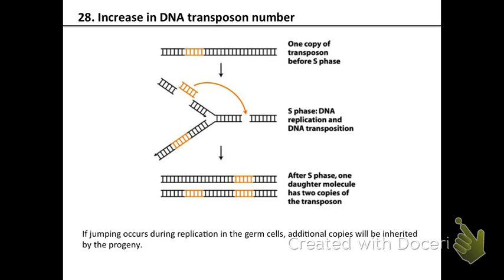All right. And if this jumping occurs in the germ cells and gets to the progeny, then that progeny is going to have two copies of that transposon. It's going to pass it to its progeny, which will have two copies of that transposon.